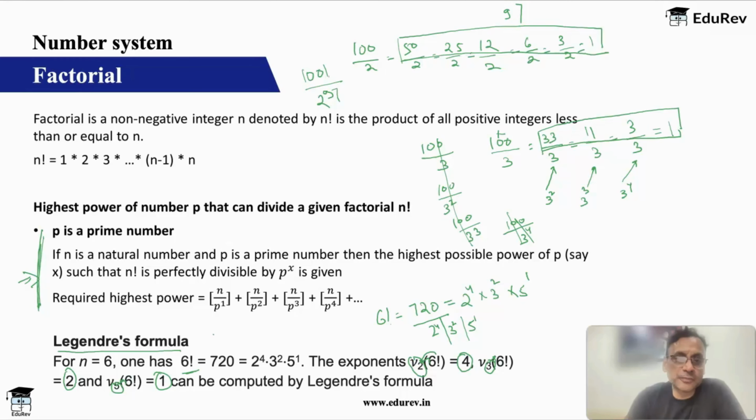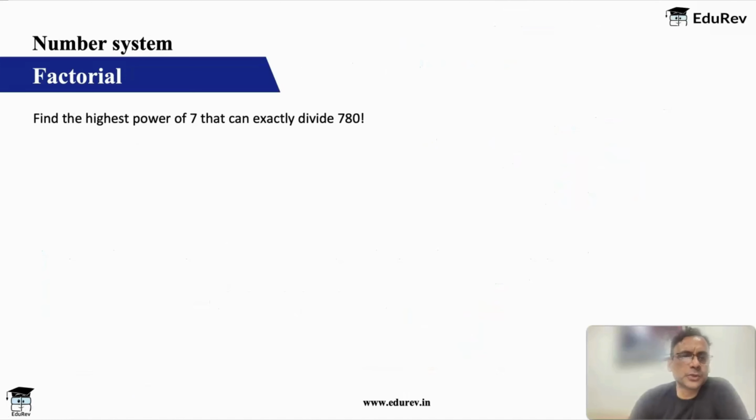Okay, but this is for prime numbers. What if we talk of composite numbers? We'll come to that. Meanwhile, let's just solve a couple of questions. Find the highest power of 7 that can exactly divide 780 factorial. So using what we had discussed before, 780 divided by 7 will give you how much?